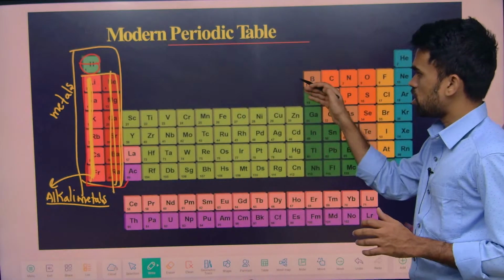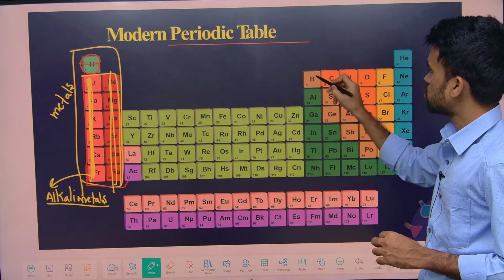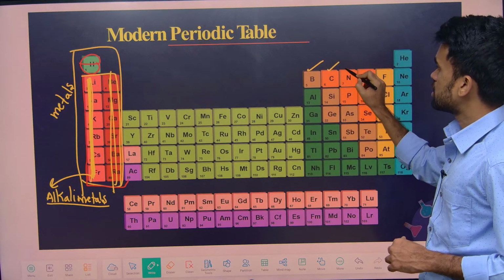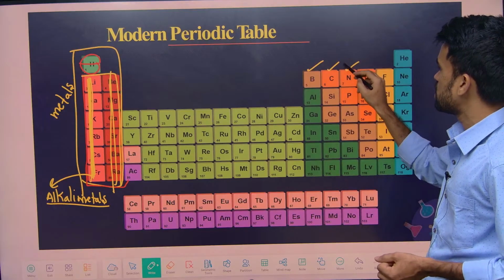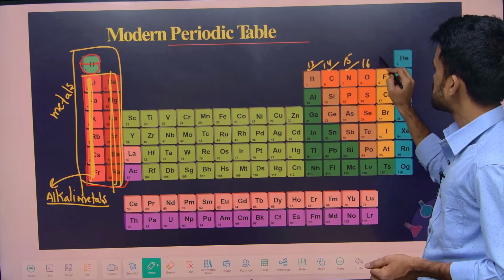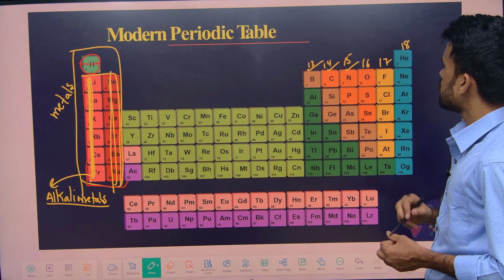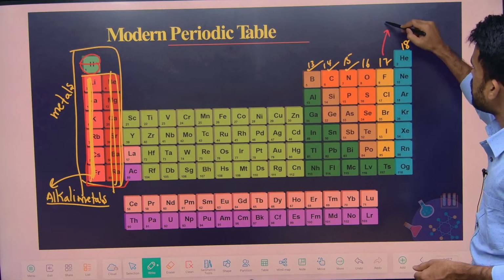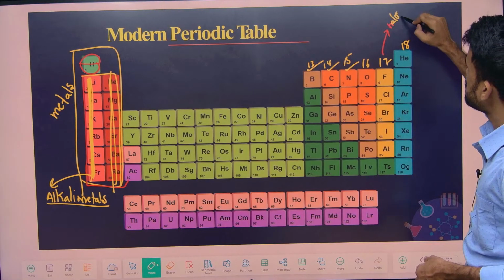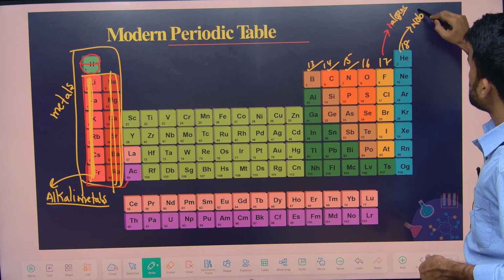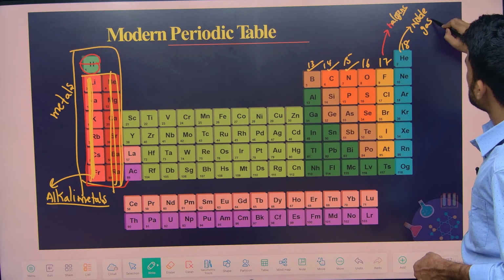So these are called p block elements. You can say this is the boron family, carbon family, and these are the nitrogen family, simply the 15th group elements. This is 13, 14, 15, 16, 17, 18. Now all these fluorine family elements are called halogens. And these 18th group elements are called noble gases.